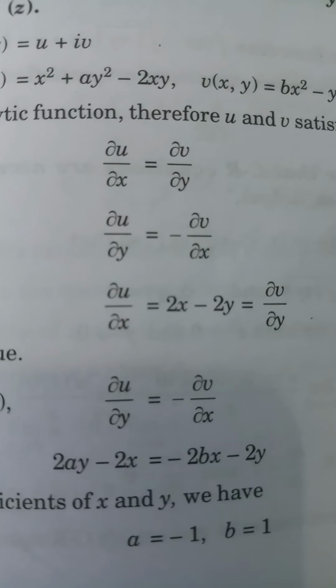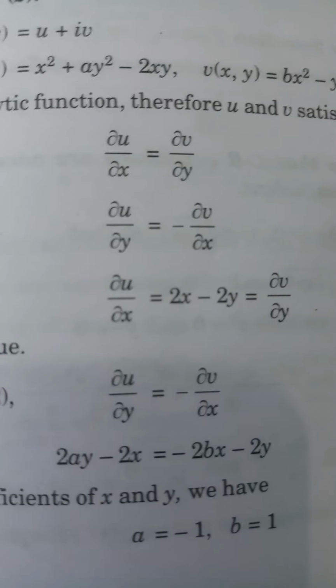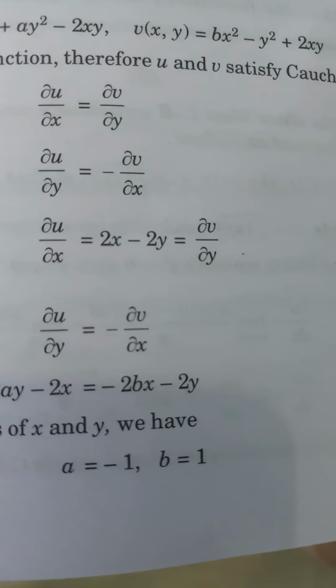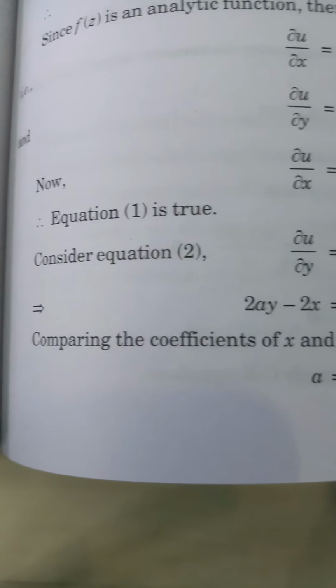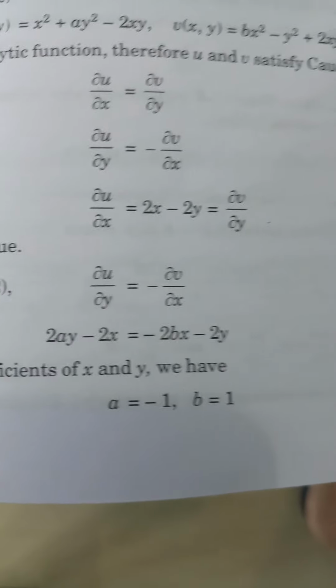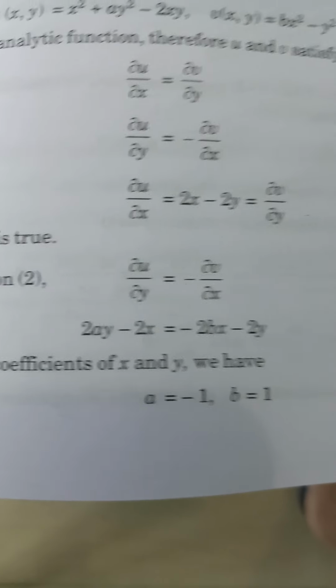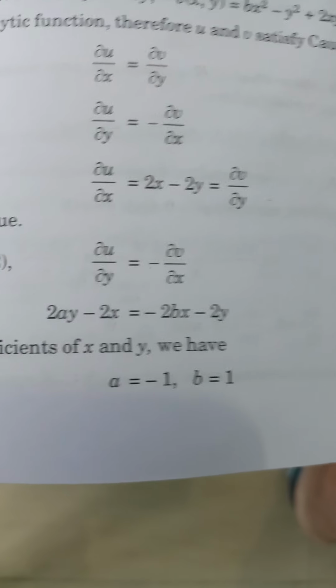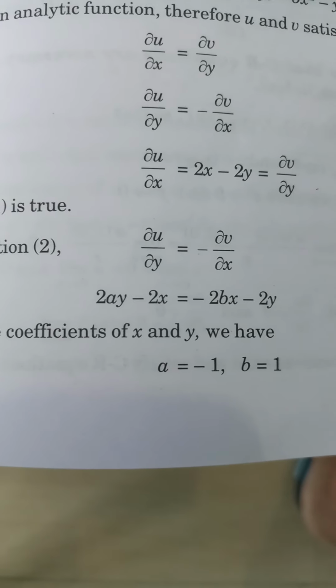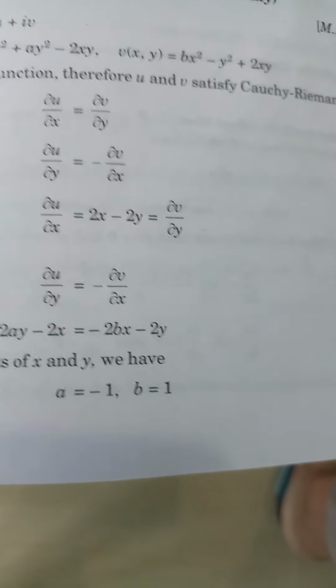Curly u by curly x equal to curly v by curly y, and curly u by curly y equal to minus curly v by curly x. Now curly u by curly x equal to 2x minus 2y equal to curly v by curly y. Therefore equation 1 is true. Equation number 1, CR equation, is true. Consider equation second, curly u by curly y equal to minus curly v by curly x. Differentiating it, comparing the coefficient of x and y, we have a equal to minus 1, b equal to 1.